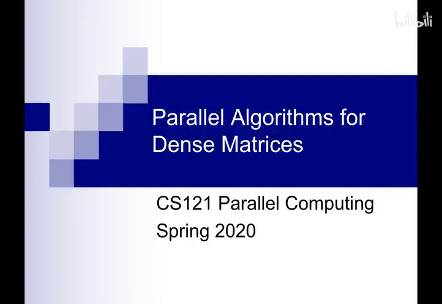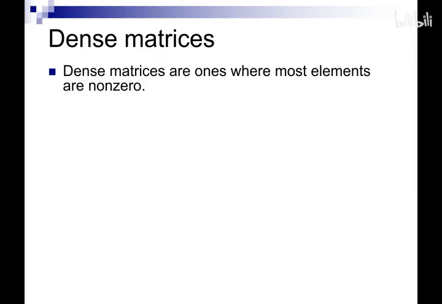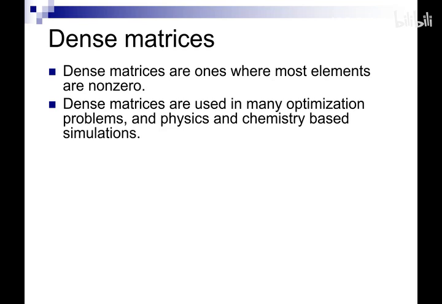Welcome back. So today we're going to talk about some parallel algorithms for dense matrices. Remember that dense matrices are matrices where most of the elements are non-zero. Earlier we talked about sparse matrices where most elements are zero, but here we're going to assume that most of the elements are not zero. And dense matrices, just like sparse matrices, also have a lot of applications, for example, in various types of optimization problems and to model various types of physical phenomena.